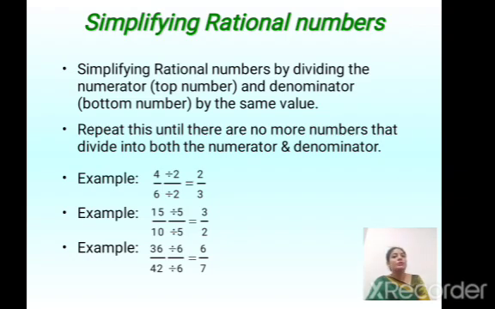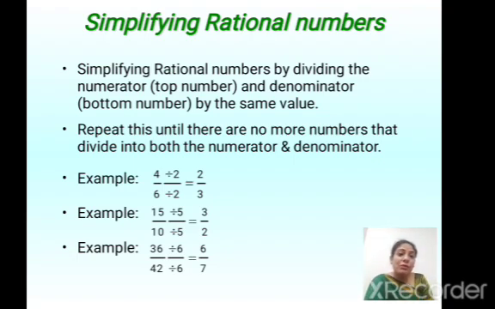So how do we simplify rational numbers? Simplify rational numbers by dividing the numerator and denominator by the same value. Repeat until there are no more numbers that can be divided into both the numerator and denominator.